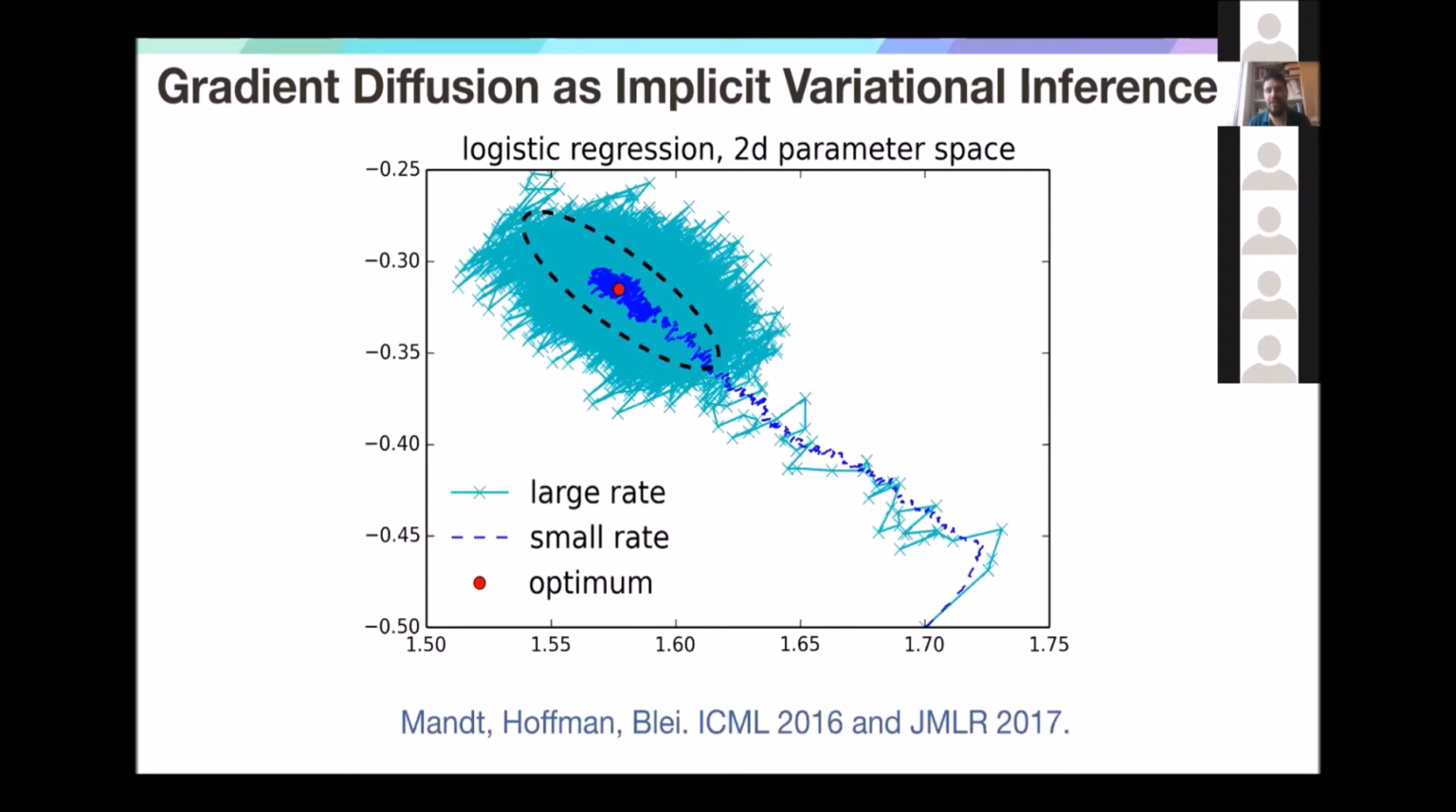Again, this is a two-dimensional parameter space. The red dot gives you the optimal solution that you're after in machine learning. The dashed line is your true posterior. And you see that if you pick the right learning rate, you can match the sampling distribution to the posterior, and you can effectively collect these samples of stochastic gradient descent as an approximation to a Bayesian version of the problem, right?